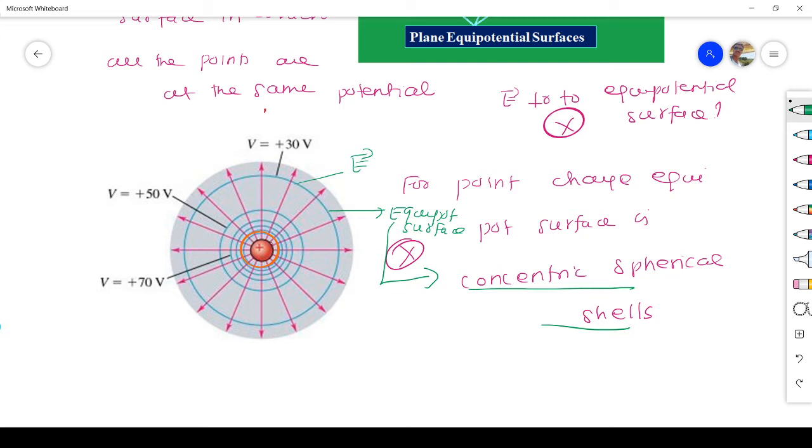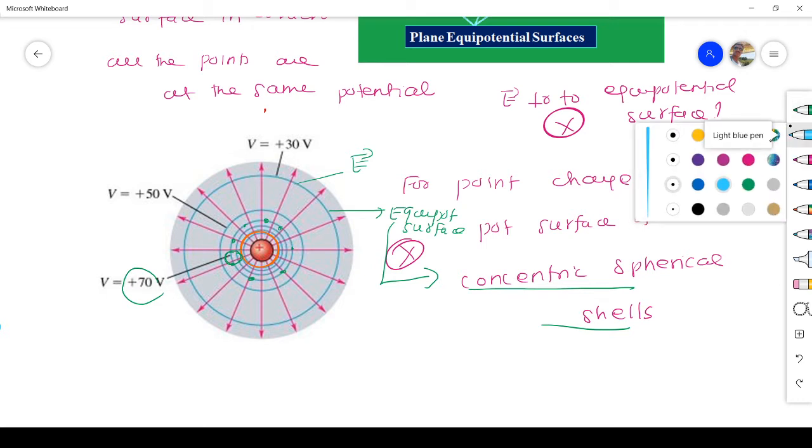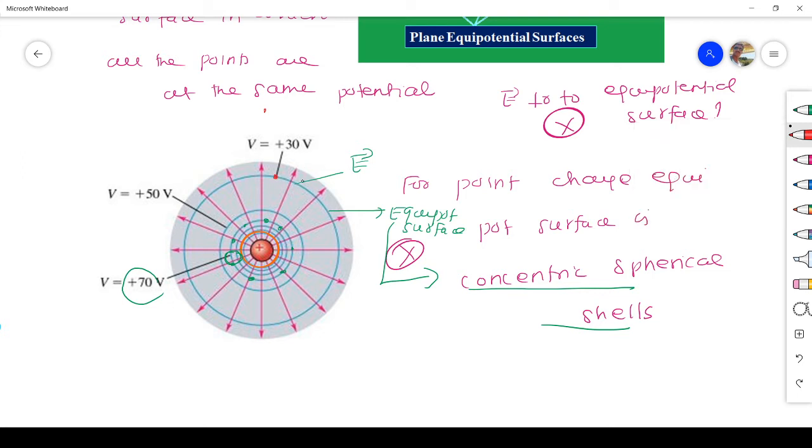And moreover, you note that closer to the charge, we mentioned this point has a potential of 70 volt. All the points lying in this circle have a potential of 70 volt. Similarly, all the points in this circle have 30 volt. What is the reason? That is what we are going to see now.